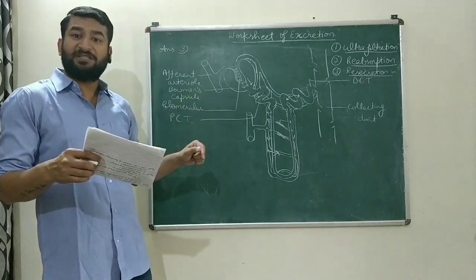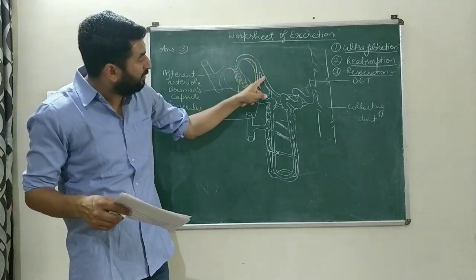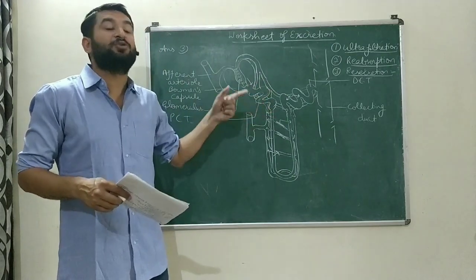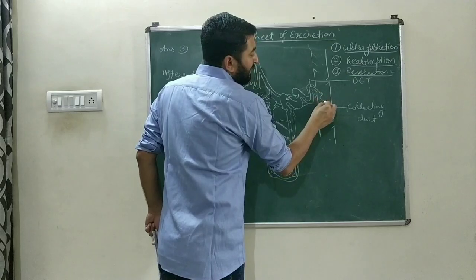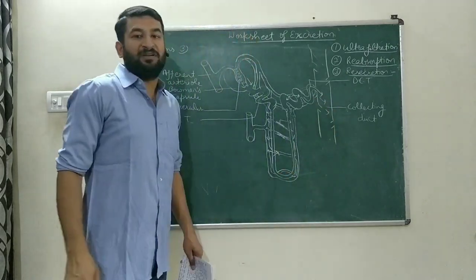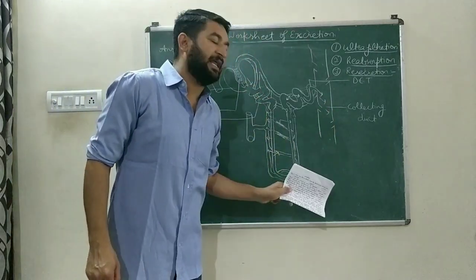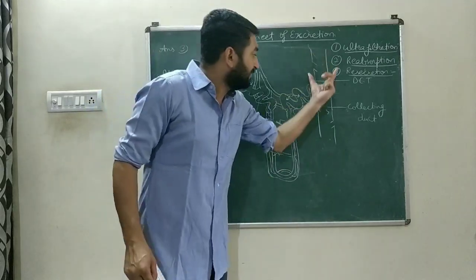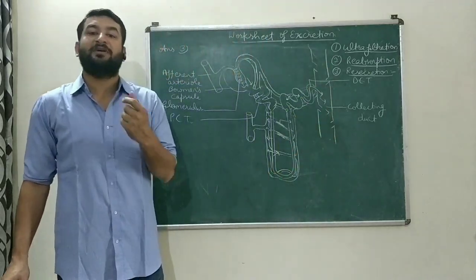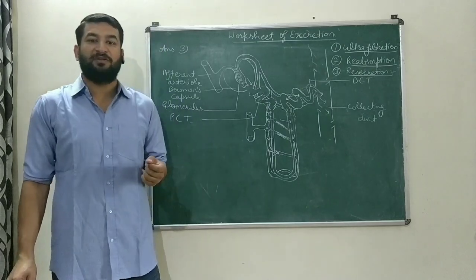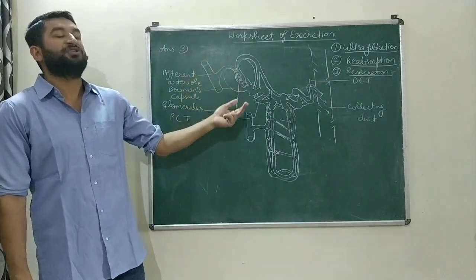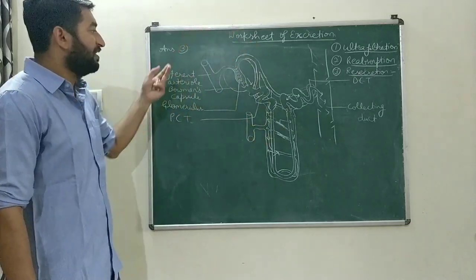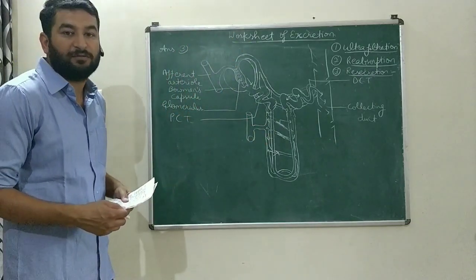So these are the waste products which are still present in the blood, and those are to be secreted into the tubular part so that the tubular part contains them and then ultimately discharges them into the collecting duct. Multiple collecting ducts join together to form ureter, and ureter will carry the urine from kidneys to the urinary bladder. So that's how urine formation takes place, and this is the structure and working of nephron.